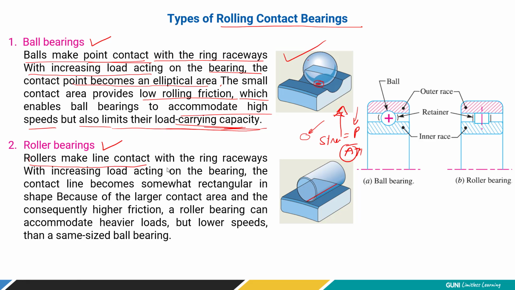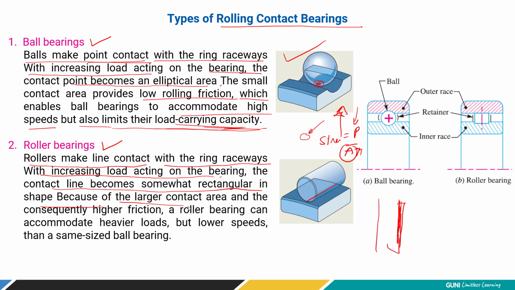Now the roller makes line contact with the ring raceway. With increasing load acting on the bearing, what will happen? It was a thin line, now it becomes a thicker line. The contact line becomes somewhat rectangular in shape. You can say a thick line means a rectangle, okay?